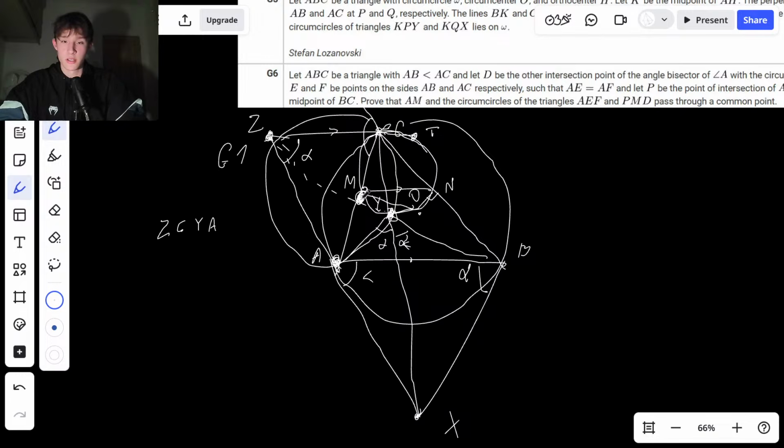To show that like angle AZM is equal to this angle here, which is worse than, okay, let's say which angles do I want to show that are good. Okay, maybe there's a cleaner way.